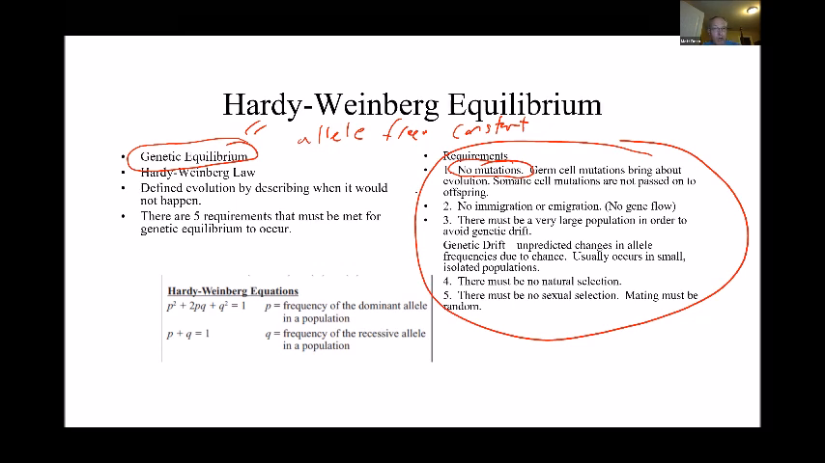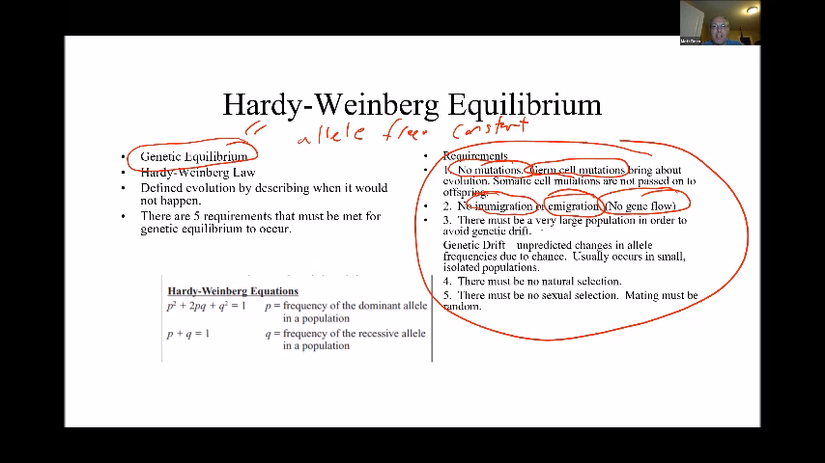So number 1, no mutations, specifically those in the germ cells, because those are the mutations that end up in the sperm and eggs and are passed on to other individuals. All right, number 2, no immigration. And that's immigration coming in or immigration going out of the population. Because new individuals would bring new alleles, or individuals leaving the group would take alleles with them and change allele frequencies. Sometimes we refer to immigration as gene flow between populations.